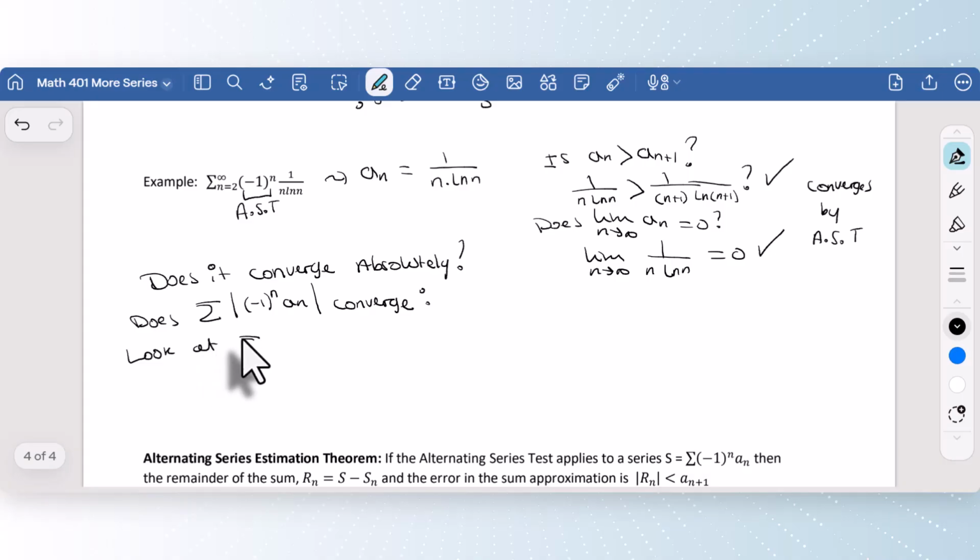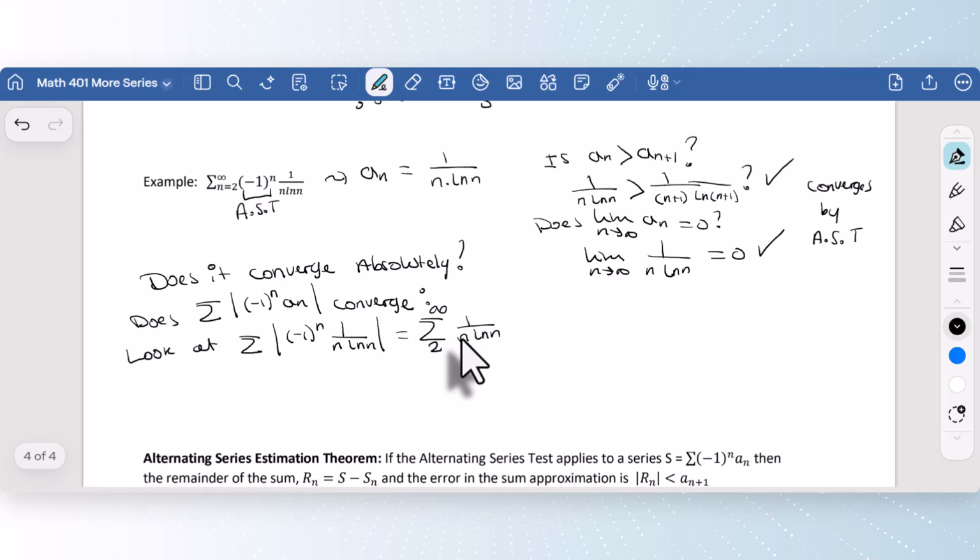And so in this case, we would want to look at the absolute value of negative 1 to the n, 1 over n ln of n. What the absolute value does is essentially get rid of the alternating part. So I'm looking at the series 1 over n ln of n. Does this converge or diverge? We're going from 2 to infinity.